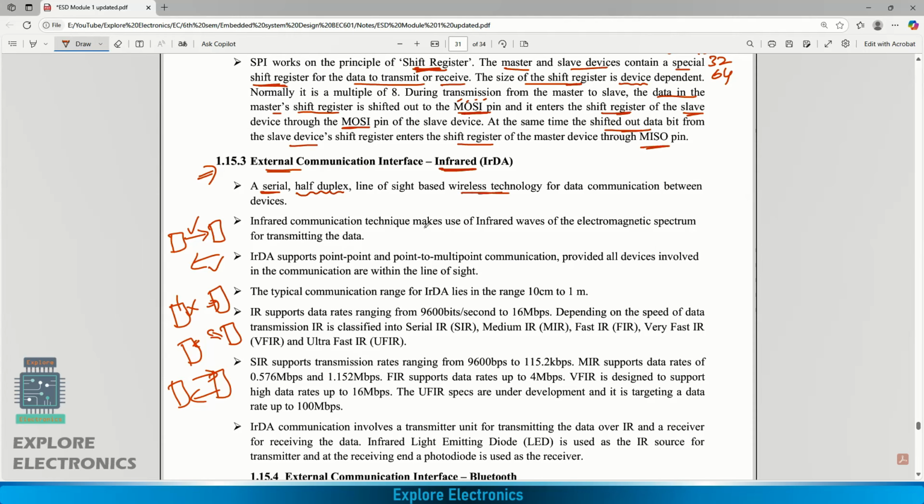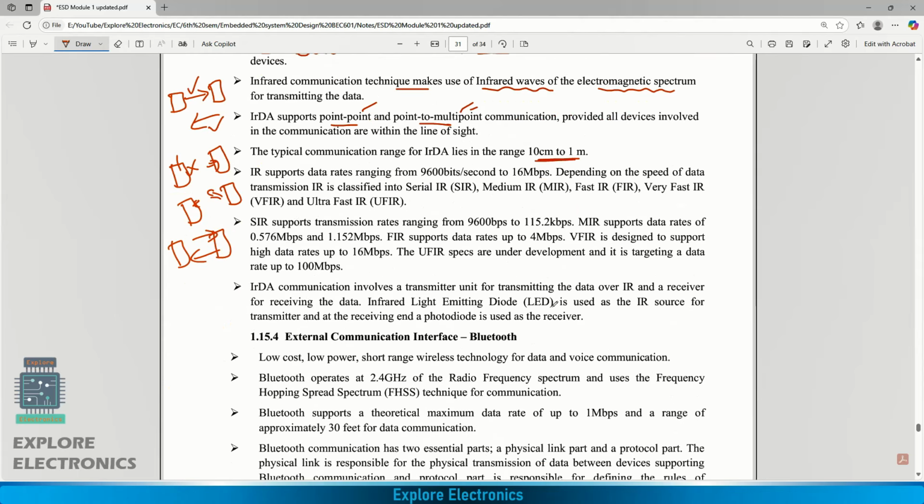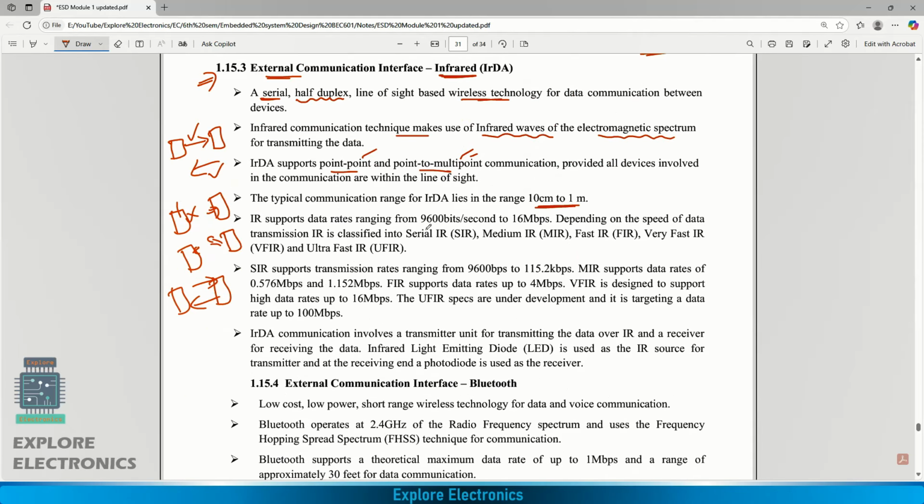Infrared uses a wireless technology. It uses infrared waves to transmit in the electromagnetic spectrum, and it is point to multi-point communication as well. One person can talk and multiple people can listen. The range will be 10 centimeters to 1 meter. Within 1 meter we can have communication, and infrared supports speeds from 9600 bits per second up to 16 Mbps. It is classified into serial IR, medium IR, fast IR, very fast IR and ultra fast IR, depending on the bit rate. This is the basic idea.